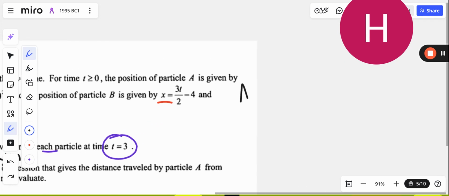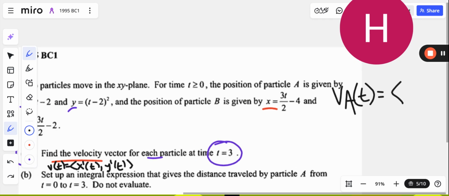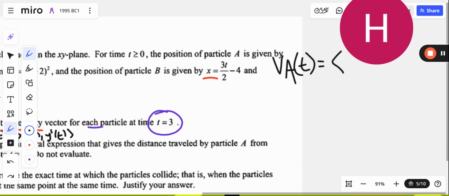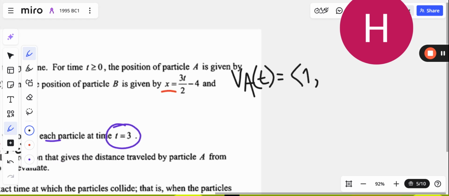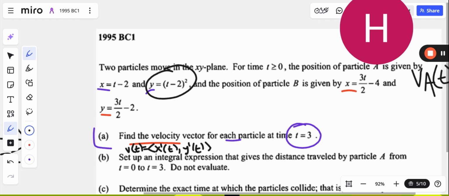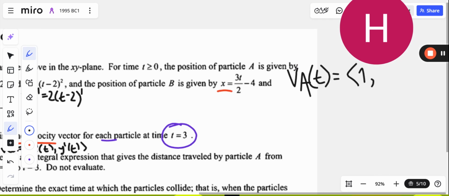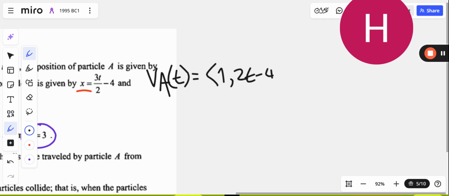So let's talk about part A. We can call it VA. That's going to have an x coordinate of 3/2. As you can see, I'm just, whoopsie. That's looking at B. That's my red one. So looking at A, the derivative there is just 1. So I don't even really have to plug in a time for that. And then the y derivative, well, that's going to be y prime, which is 2 times t minus 2 to the 1 power. So it's not so bad there. Okay, and I guess I'll leave it like that, 2t minus 4. Now let's plug in 3, and that's just going to give us a vector of 1, 2.